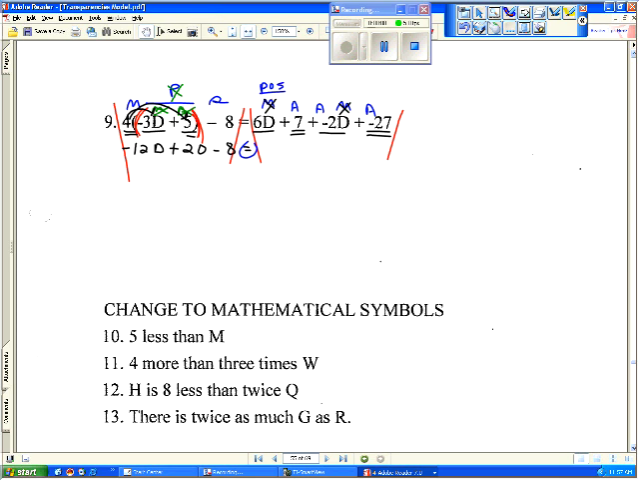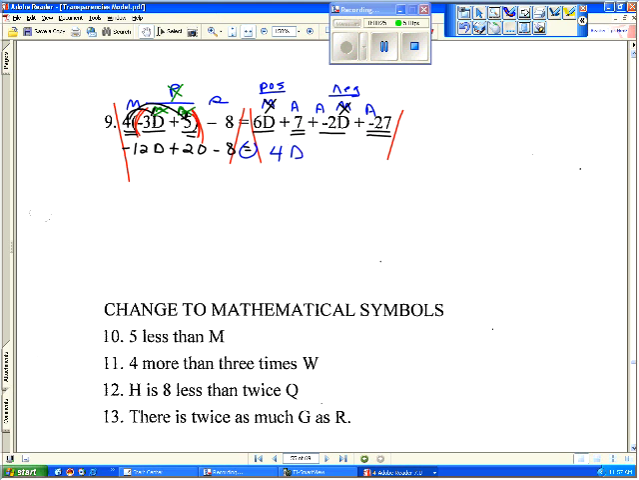The sign of the 6 is positive. The sign of the 2 is negative. When you add or subtract with different signs, you subtract. 6 minus 2 is 4. Larger sign, positive, so we get positive 4d.